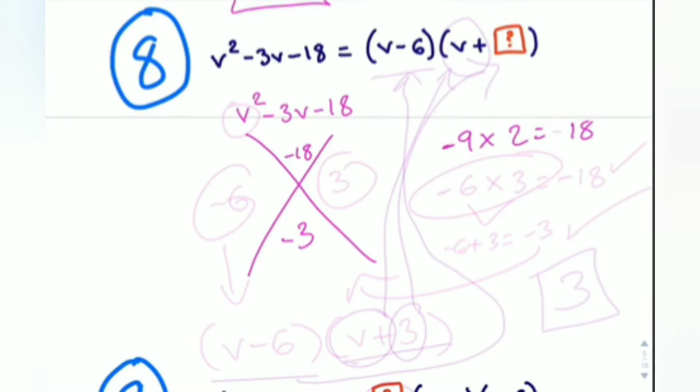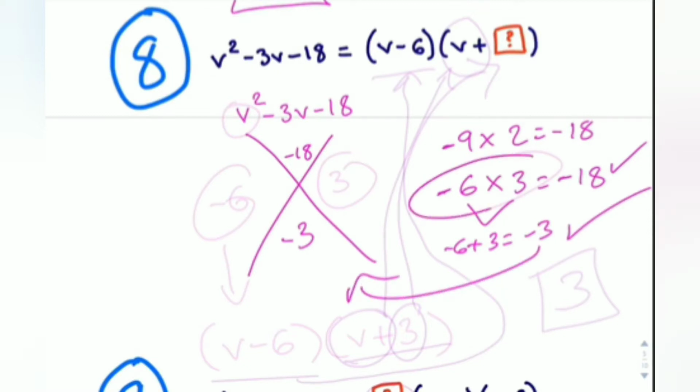So let's pick another number. I believe it's 3. So let's see. 6 times 3 equals 18. And it must be -18, so the top number must be negative. So -6 times 3 equals -18. It matches. And -6 plus 3 is -3. So when you add this, -6 plus 3 equals -3. It matches, so we're good. So these two numbers are the answers.